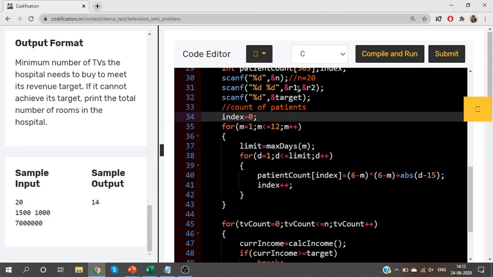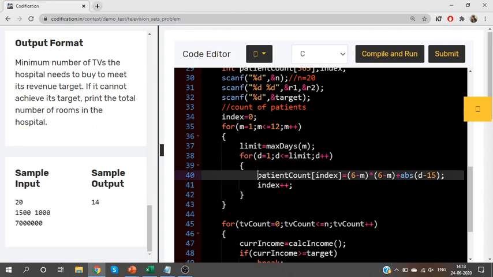With this data you can get the count of patients. The count of patients is stored in an array called patient count. The size of this patient count will definitely be 365, because we are calculating for all 365 days. I hope I made it clear. So now we have the count of patients.